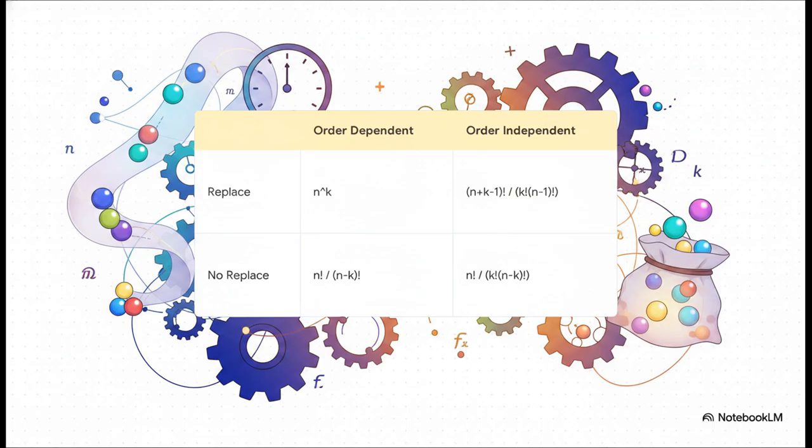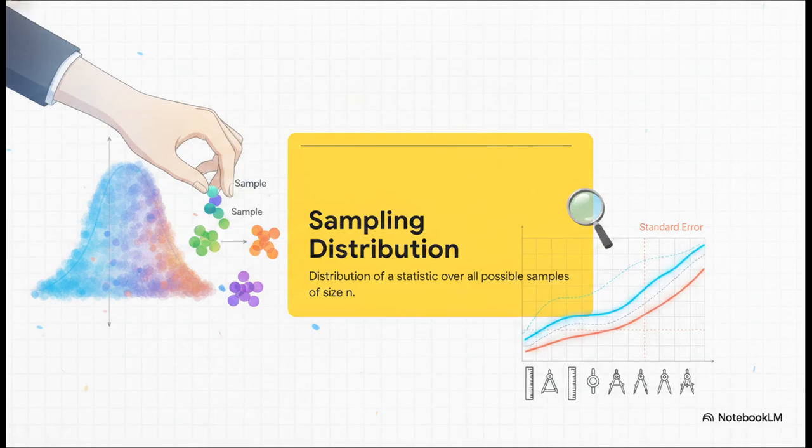Depending on these constraints, if you're picking k selections from n elements, the total possible outcomes shift drastically. They can go from simple powers like n to the power of k, all the way to those incredibly complex factorial equations you see right there. Okay, so once we successfully take those samples, we need to map them out properly.